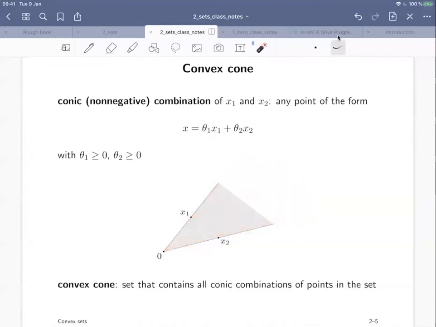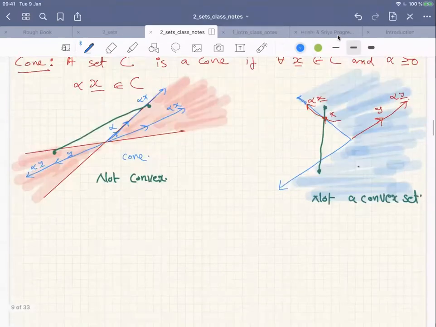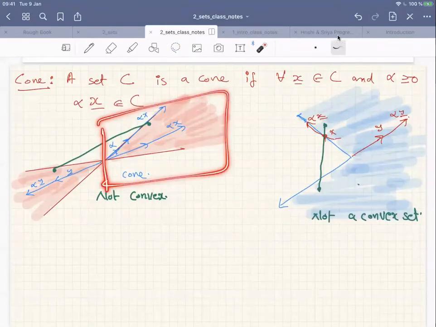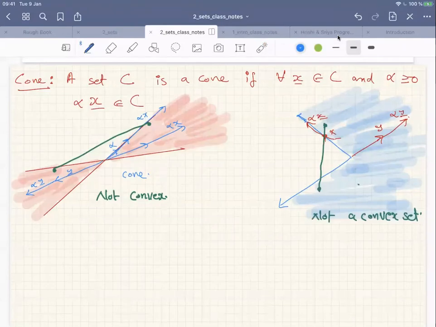Why is this a convex cone? Because if you take any 2 points, x1 and x2, and take a conic combination, we saw what the shape of a conic combination is. It has the shape of a cone, right? So the conic combination should be within this set. If you go to our previous example and consider only one part of it, that's a convex cone. So here this is a convex cone.